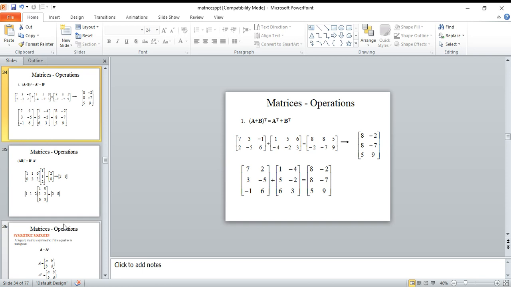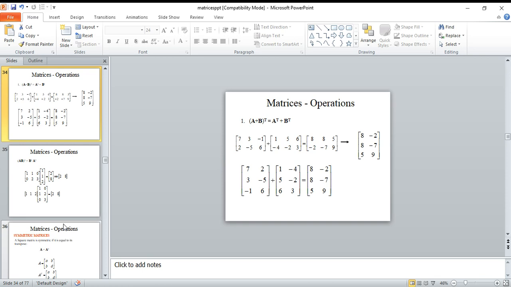So let us check the A transpose elements. To get A transpose, convert the rows of matrix A into columns. The first column of A transpose is 7, 3, minus 1, then 2, minus 5, 6, and the B transpose matrix is 1, 5, 6, minus 4, minus 2, 3. Add these two. 7 plus 1 is 8.